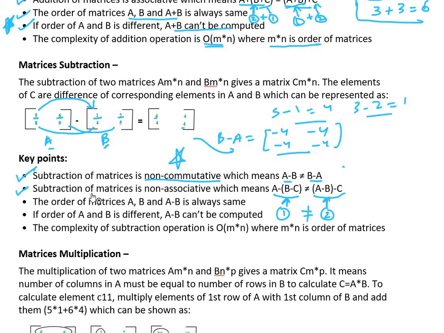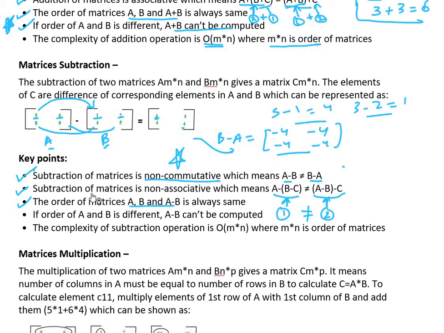Now moving on, the order of matrices A, B and A minus B is always the same, similar to the addition of matrices. Why will it be the same? Because when we subtract one term of one matrix from another, it will result in one term only. So when we perform the same subtraction operation for all the terms, we will get the same number of terms. So the order will remain the same.